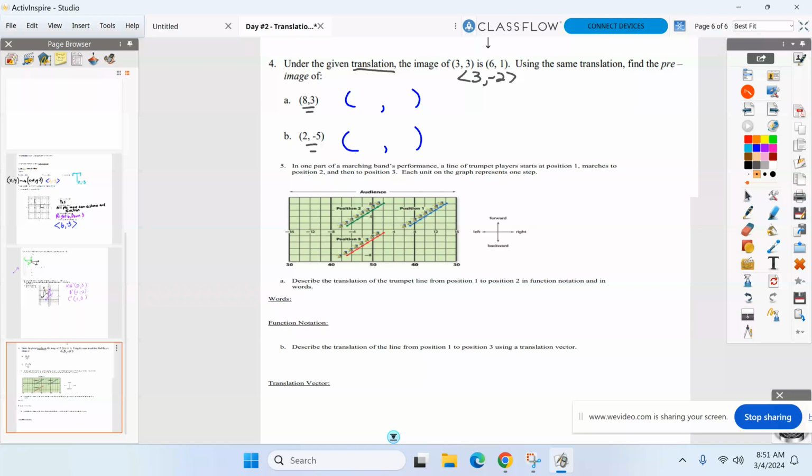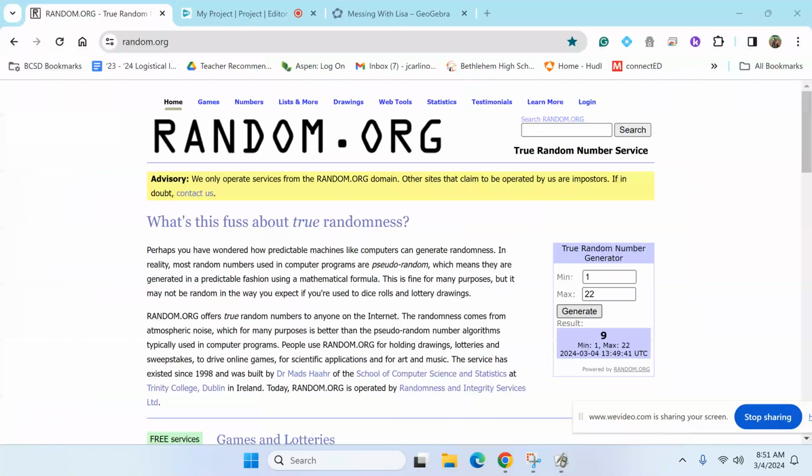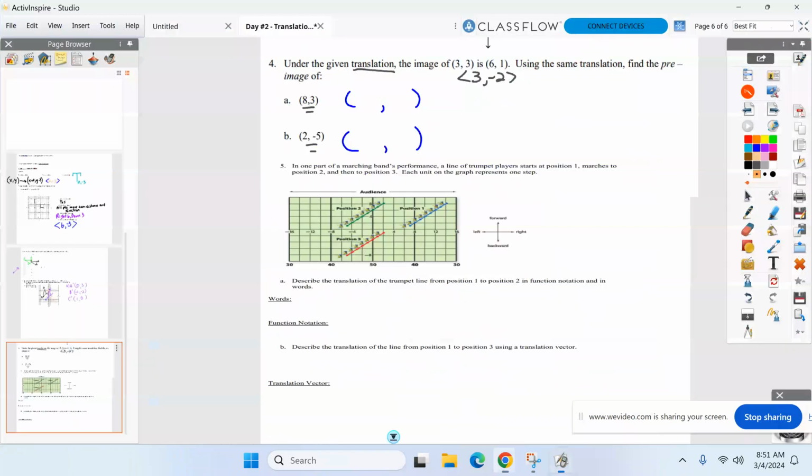All right, ready to roll? If I ended up at 8, 3 and I got there by going right 3, down 2, what coordinate did I start at? Drew, where did I start there, boss? 5, 5. I did start at 5, 5. Yep. And I went right 3, down 2. I ended up at 8, 3. Start at 5, 5. Are we okay with how we got there?